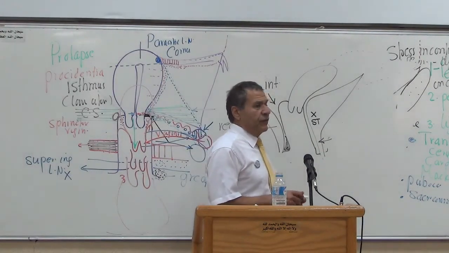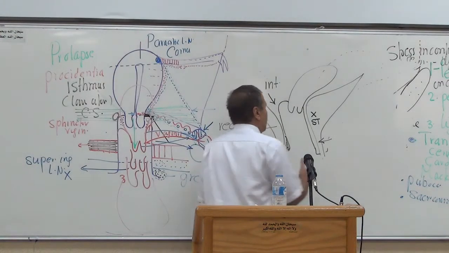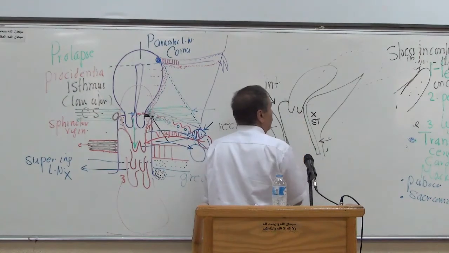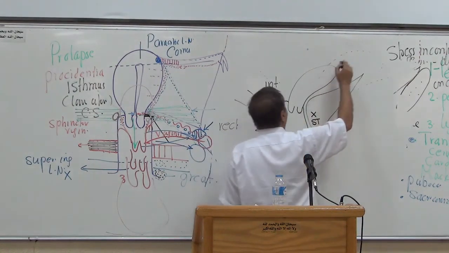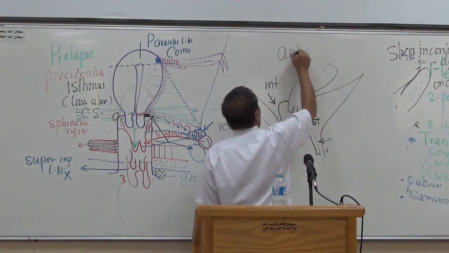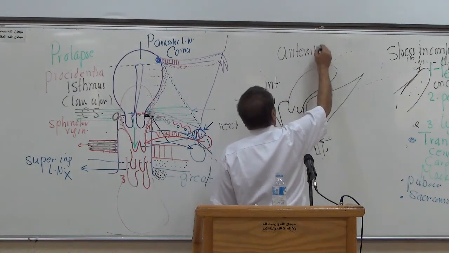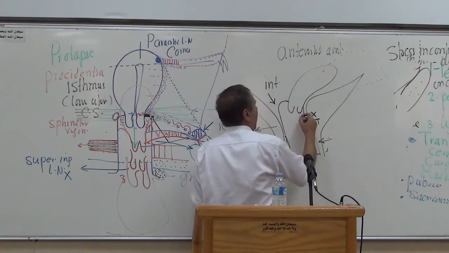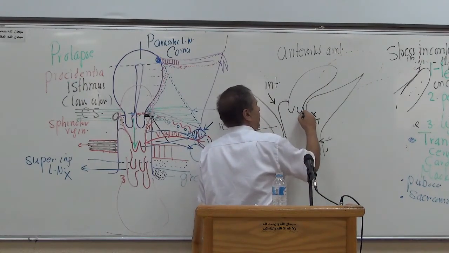Also, PV examination is important because it shows the direction of the uterus. Usually this is normal, and it is anteverted, anteflexed. This is the normal. Anteflexed. So when I'm doing PV, I will first feel the anterior lip of the cervix.